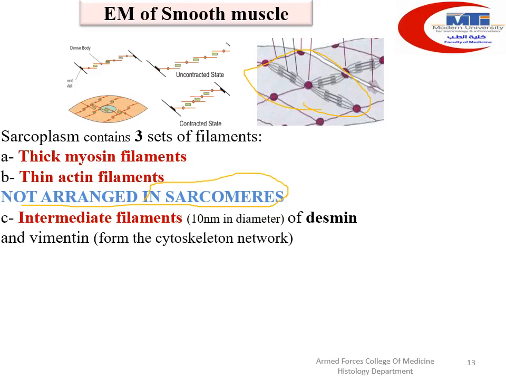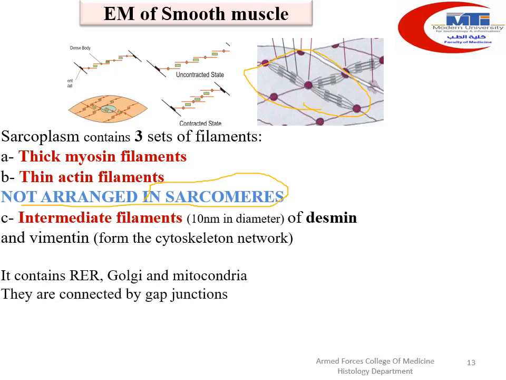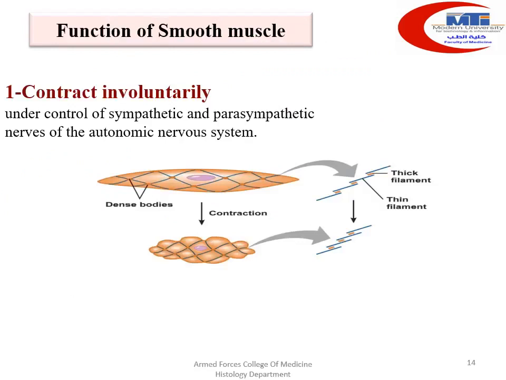We have intermediate filaments like desmin and vimentin. It contains, like any cell, RER, Golgi, and mitochondria. The cells are connected to each other by gap junctions. What is the function of the smooth muscle? It contracts involuntarily.